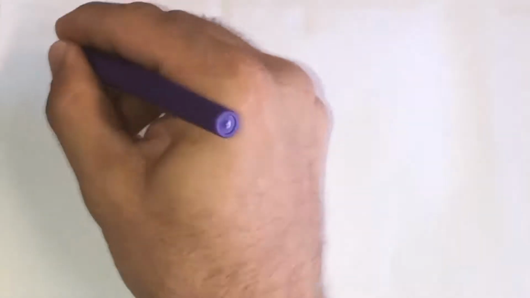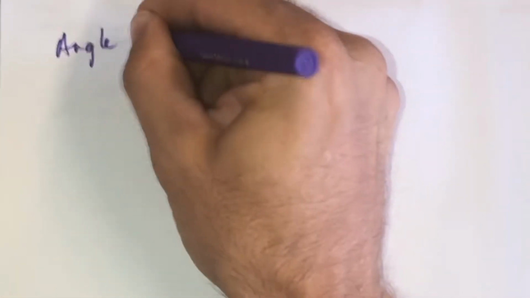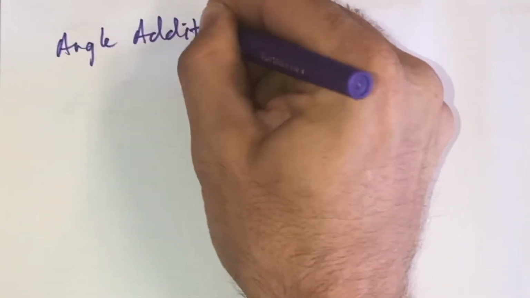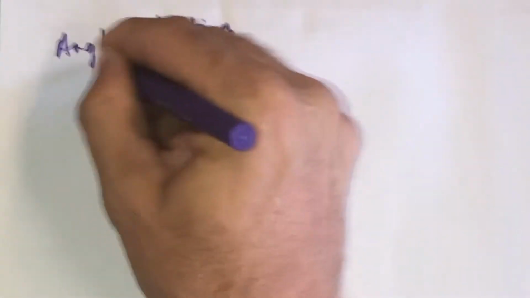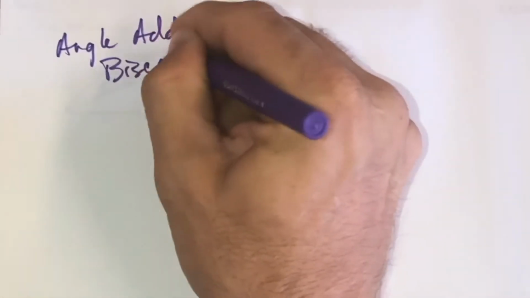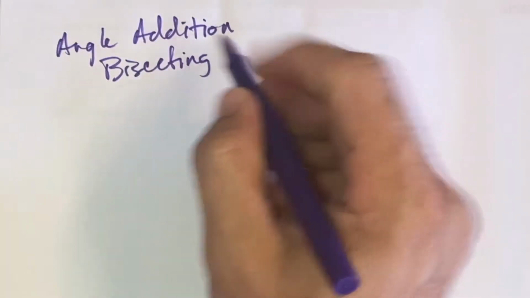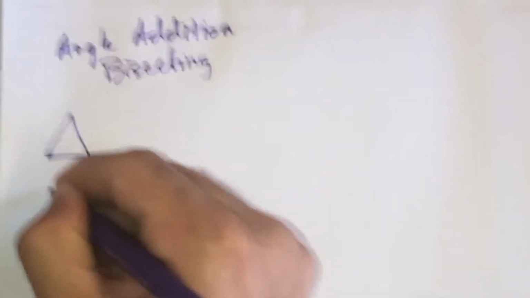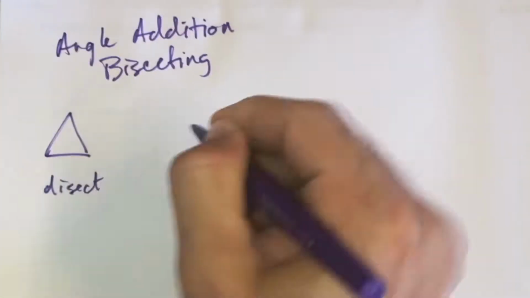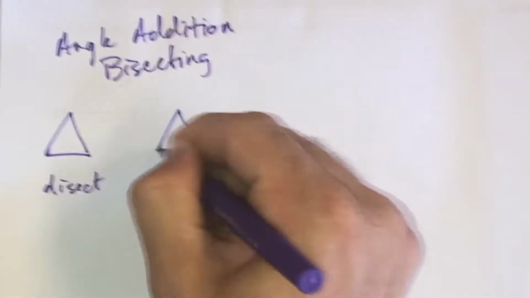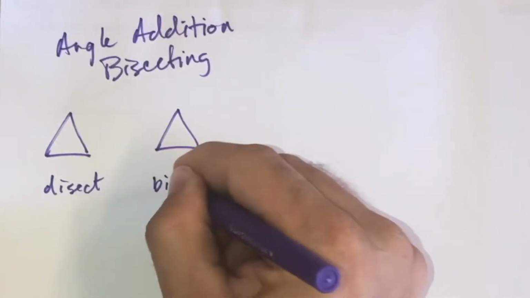Okay, today we're going to be learning a little bit about angles, angle addition postulate, maybe something about bisecting. No, we are going to be learning about bisecting. So just some things. You have two words, dissect and bisect. These are two different words.